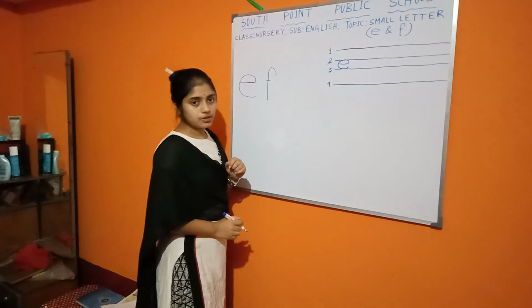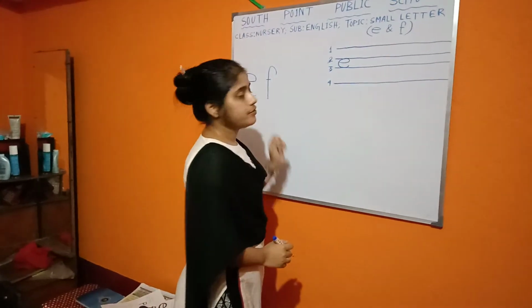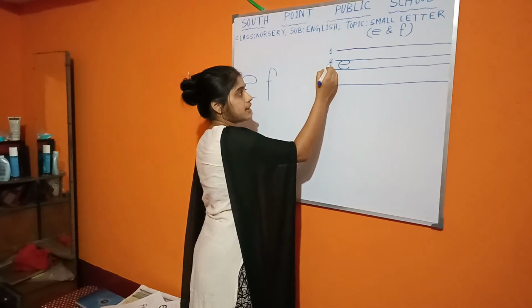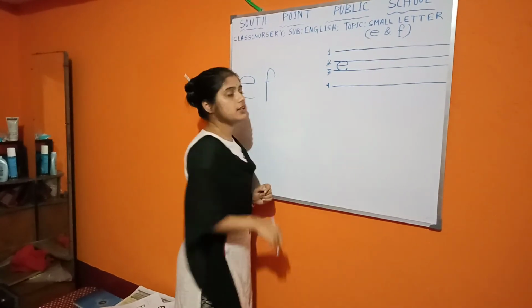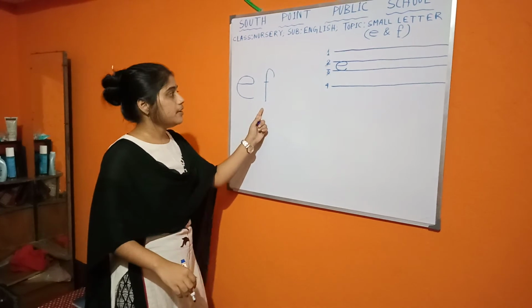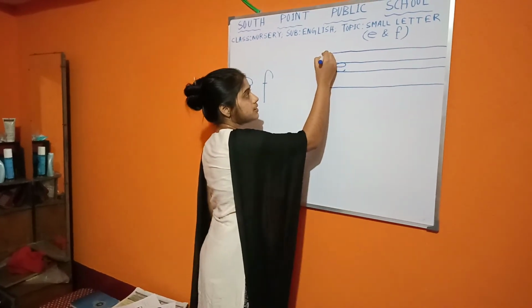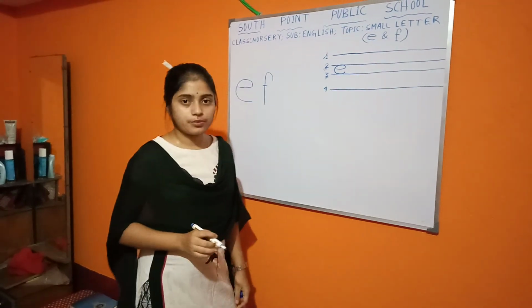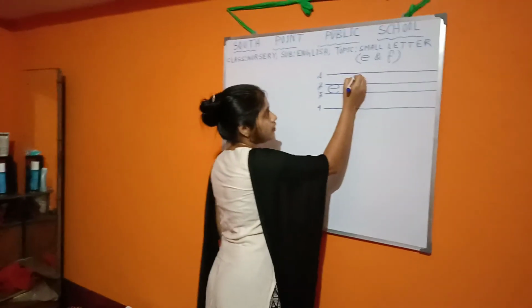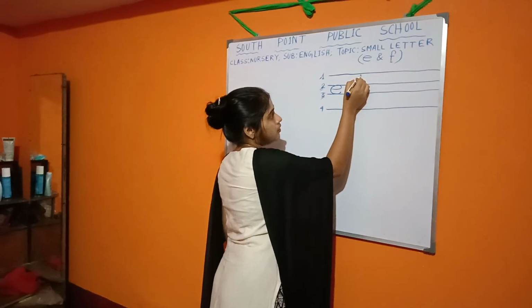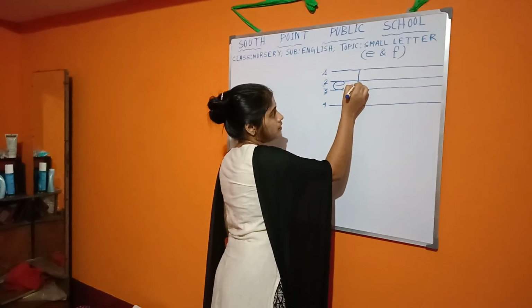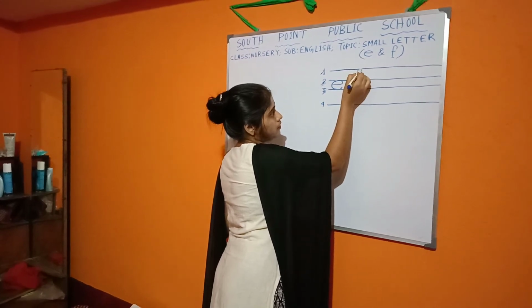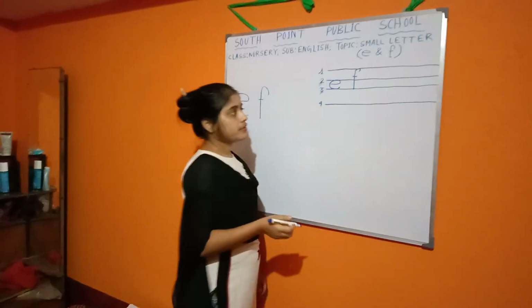Next, F. To write F, we need the first line, the second line and the third line also. Look. This is F. Okay?